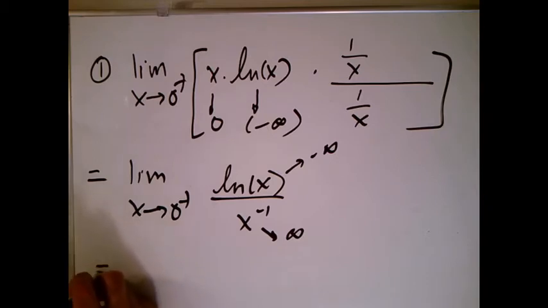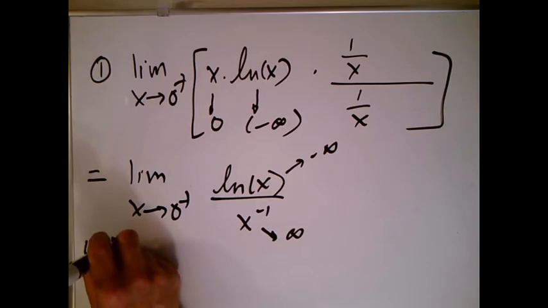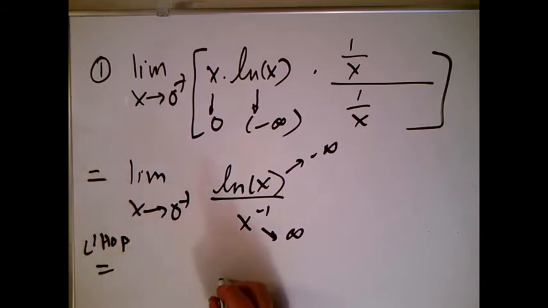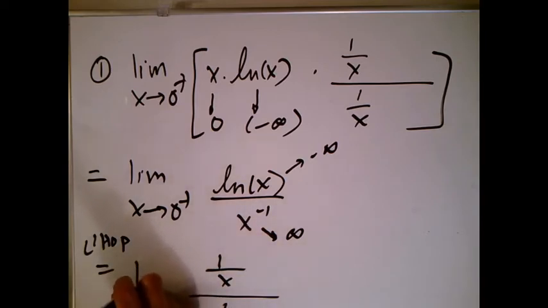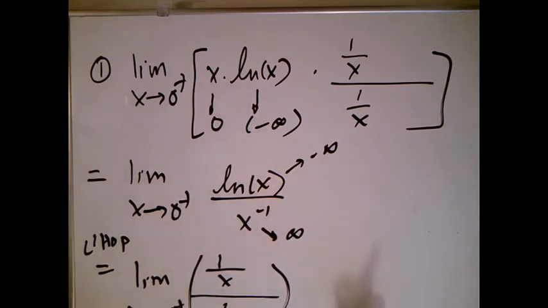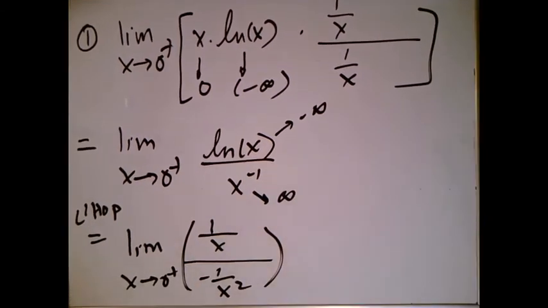So we tell everybody, hey, we are using L'Hopital's rule. We take the derivative of the top, we get 1 over x. We take the derivative of the bottom, we get minus 1 over x squared. So you go like this. I say x arrow 0 plus. And at least I get a limit that doesn't have an ln in it. There we go, now we can see it.